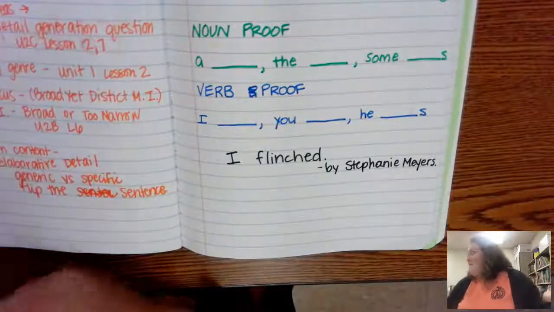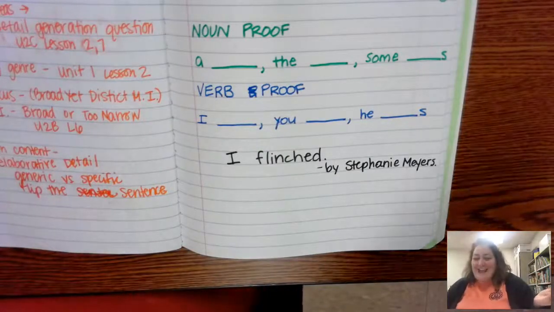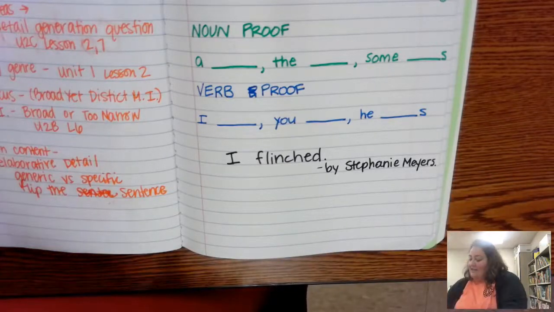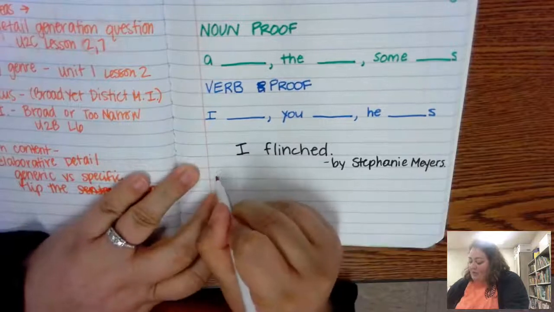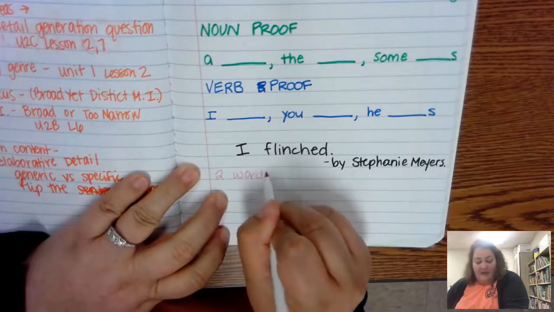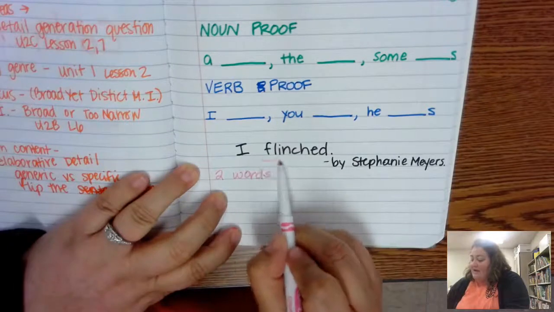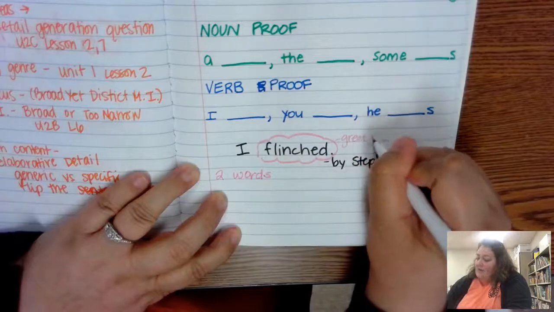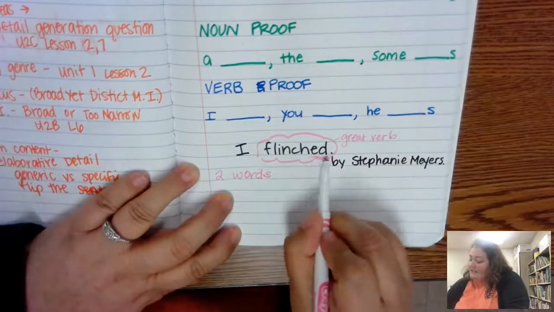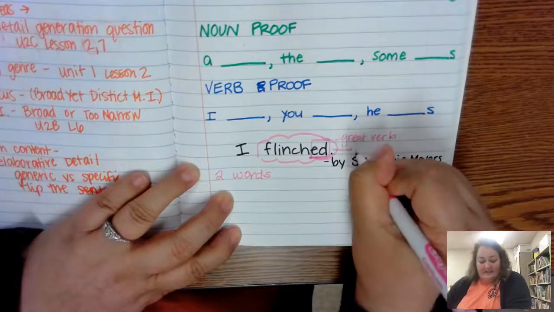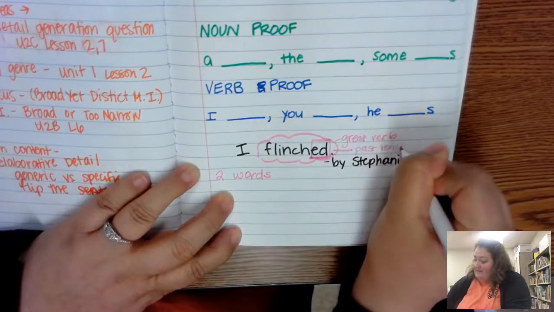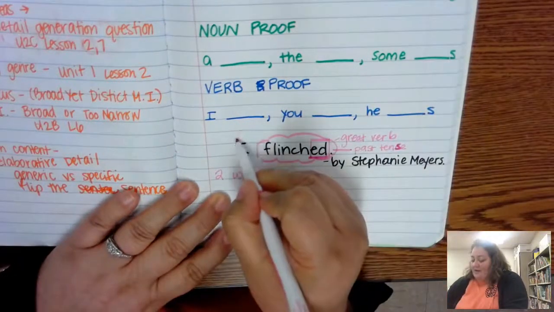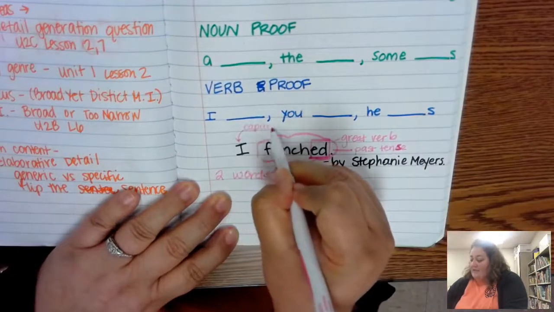Welcome back. I hope you paused the video and looked at that sentence and decided what you noticed. Here are some things that I noticed. This sentence has two words. Flinched right here is a great verb. I also noticed that this ed means it's past tense. It starts with a capital letter and it ends with a period.